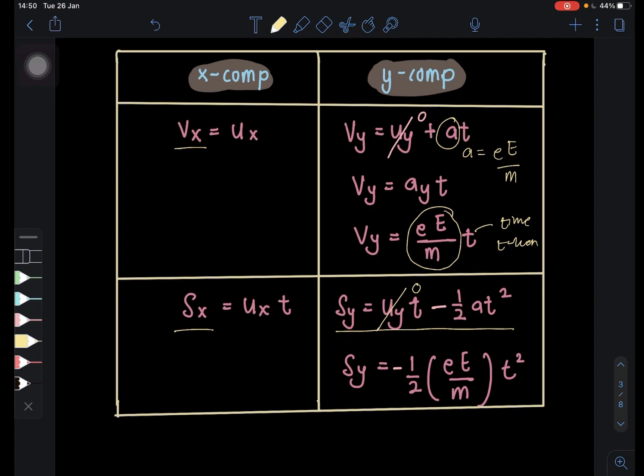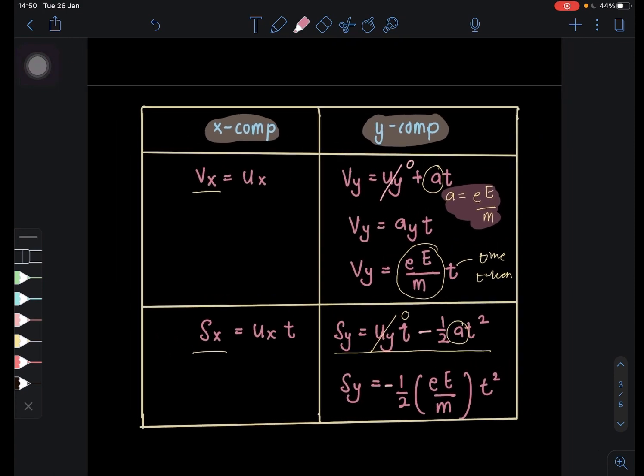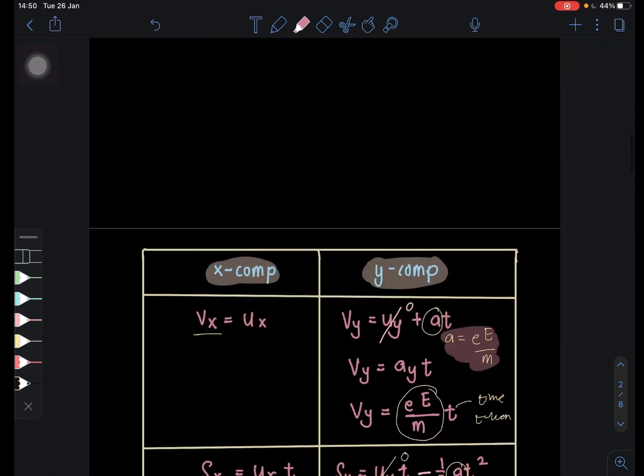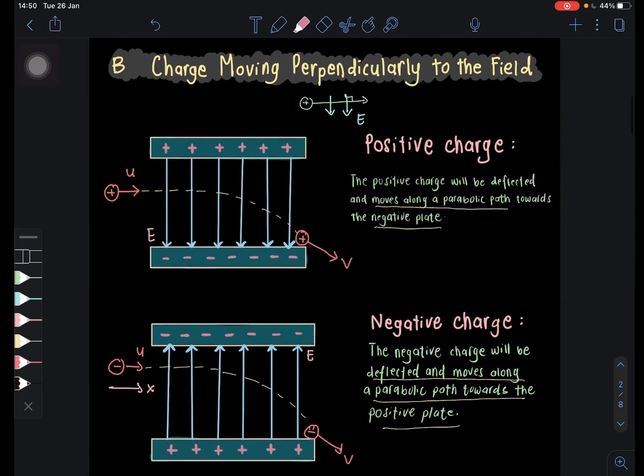Still the same, this a we will substitute with the formula of acceleration. So with the formula of acceleration here, we're left with sy, which is equal to negative 1 over 2 times the number of electron times the electric field divided by mass, times t square, where t is the time taken. So that will be the explanation for when the charge is moving perpendicular to the field.